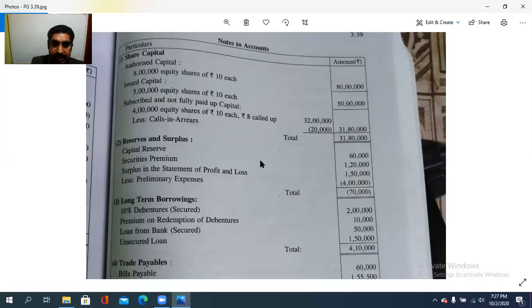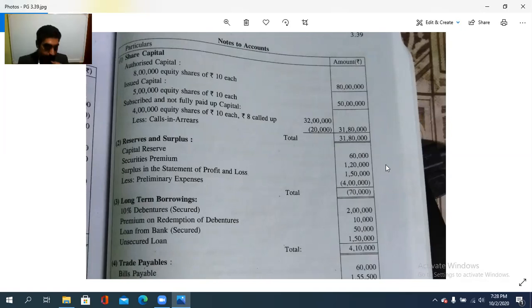10,000, so that 10,000 into the called up value. How much is the calls without it is paid? Rupees 2, isn't it? So 2 into 10,000, 20,000, that is to be deducted from that, and thereby we are getting this amount, 31 lakh 80,000. So once again, out of the issued capital 5 lakh, that 5 lakh is to be issued, but only 4 lakh is to be subscribed. So there is a difference of unsubscribed, 1 lakh.